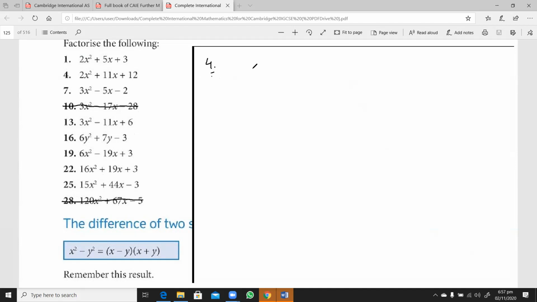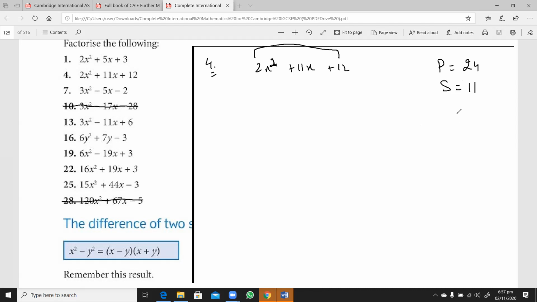This is 2x squared plus 11x plus 12. Now, what should be the product of the two numbers here? Yes, 24, because this is 12 and 2. The product should be 24 and the sum should be 11.